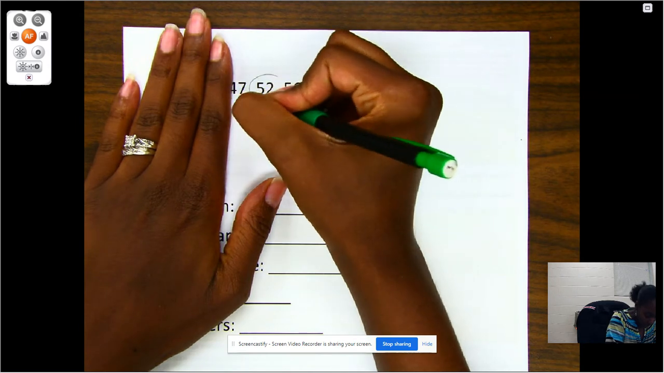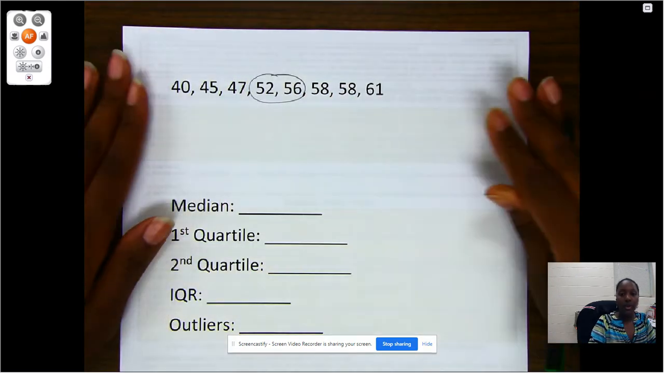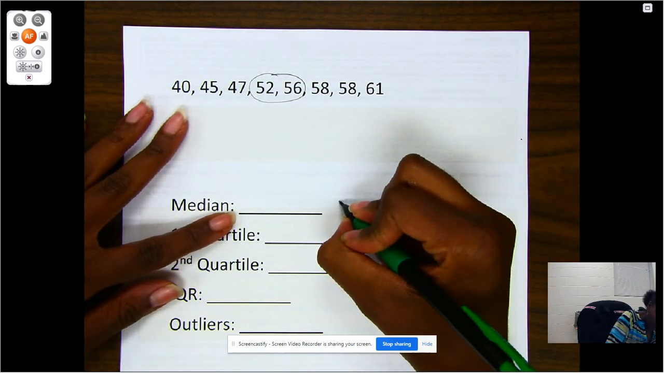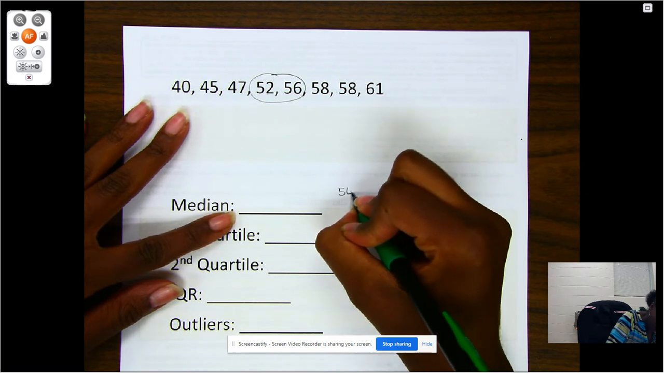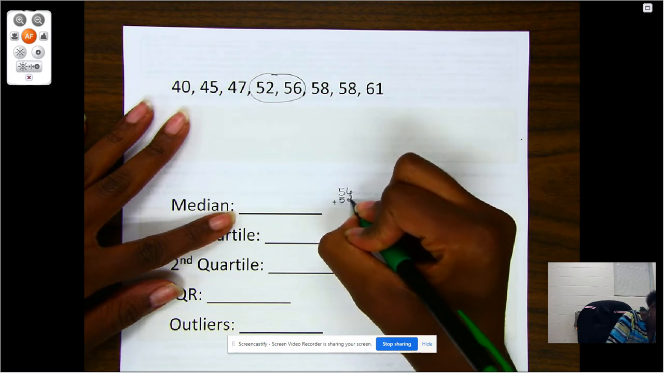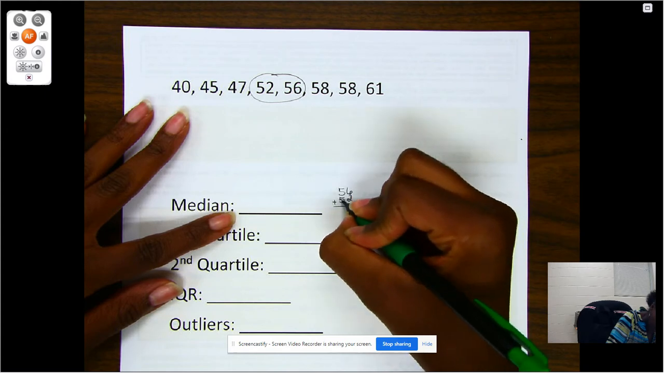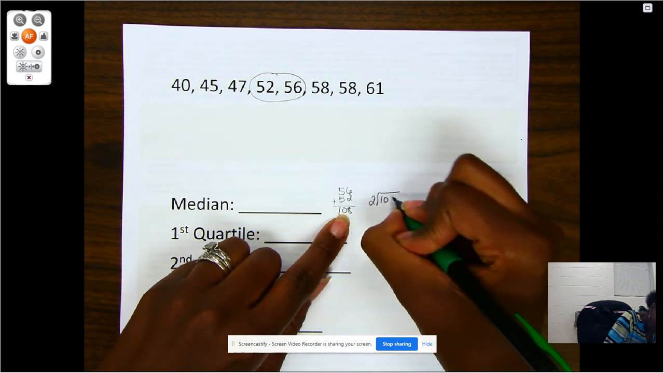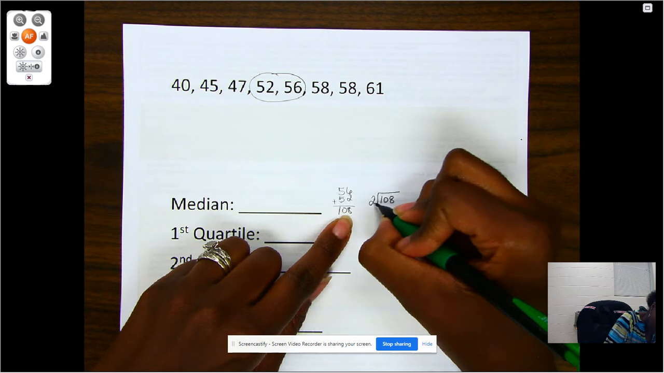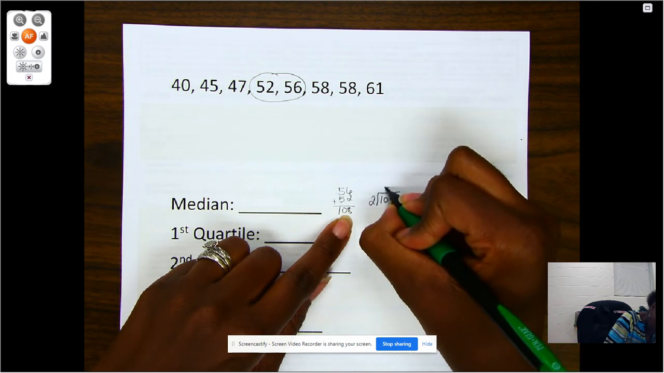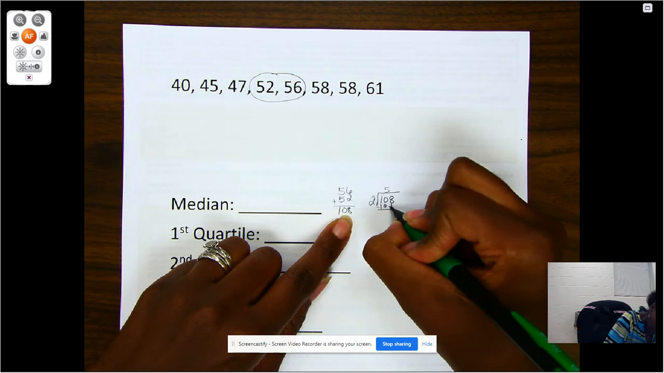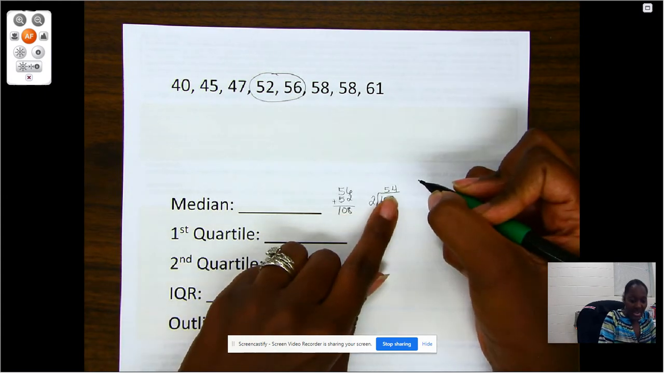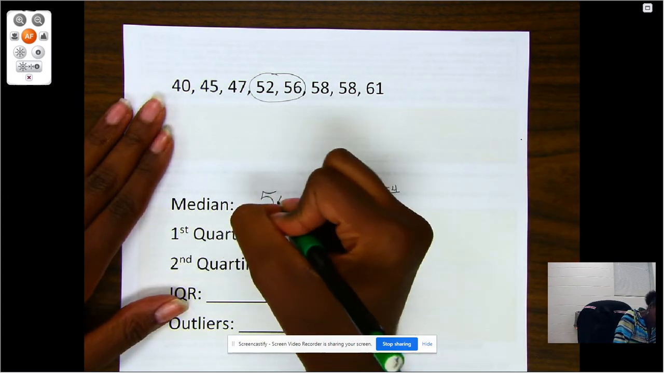Here's our median. So remember, ladies and gentlemen, when we have 2 in the middle, we need to add them and then divide by 2. So off to the side, so that way, if you want to go back and look at what's happening, we're going to do 56 plus 52, 6, 7, 8. 5 and 5 is 10. And then we're going to divide this by 2. So we have 108 divided by 2. 2 won't go into 1, but it will go into 10 5 times. We have 8 left over, and then 2 times 4 is 8. Okay, so our median is 54.